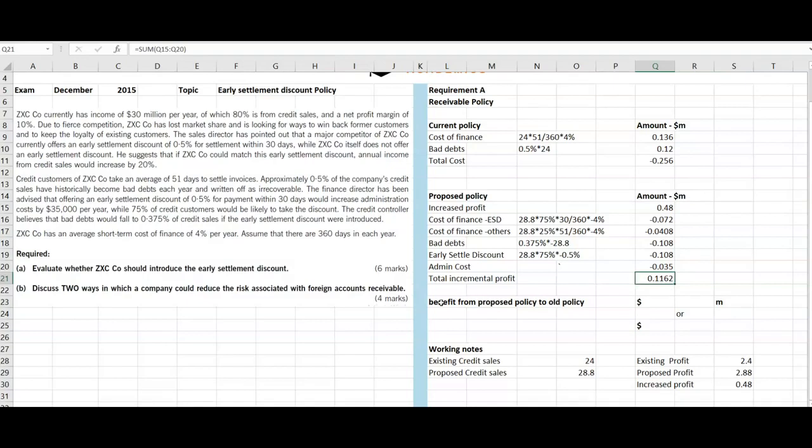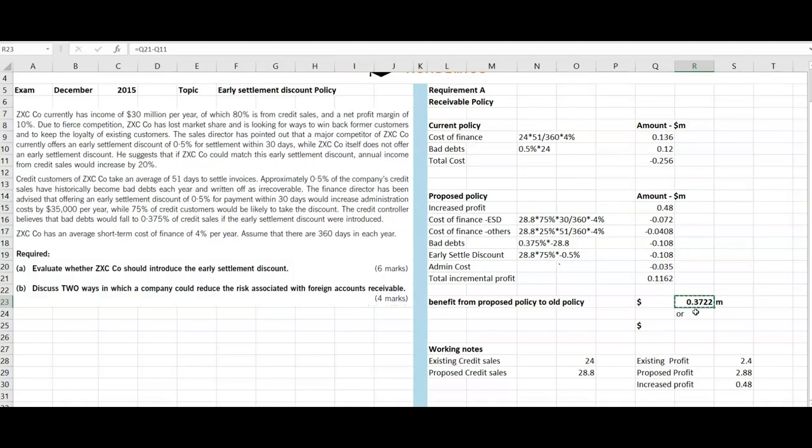So the benefit from the proposed policy when compared to the old policy, we can work it out here. This is our income minus this number, so we'll get a much higher number. So this will be our answer here. Why is this an answer? Because we not only make a profit when compared to the existing policy, we also decrease that cost. The decrease of that cost and the increase of this profit will lead us to a higher number.